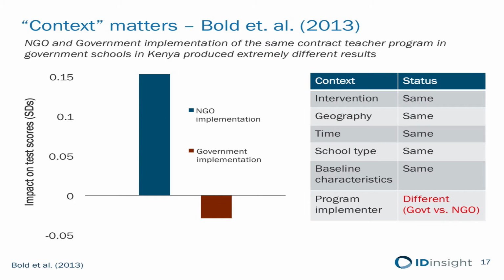So Bold et al. in 2013 took a look at implementing the same exact program in the same geography. They wanted to see whether a contract teacher program would work in government schools in Kenya, where the only difference was whether an NGO implemented or the government implemented. And what they found is that on the left, on the y-axis is the impact on test scores in standard deviations, and the NGO implementation had a large and significant impact, and the government implementation had essentially zero impact.